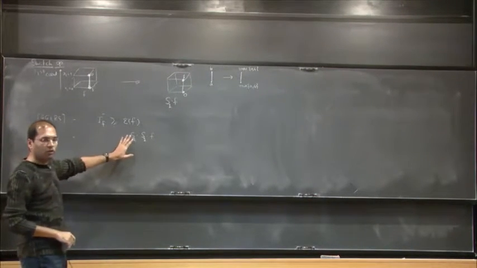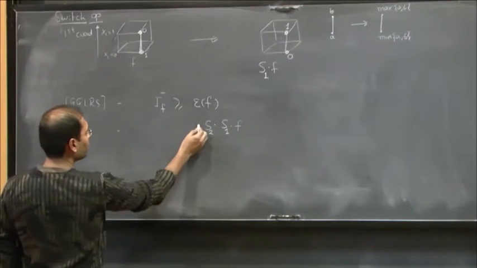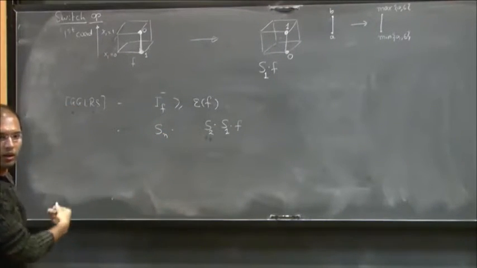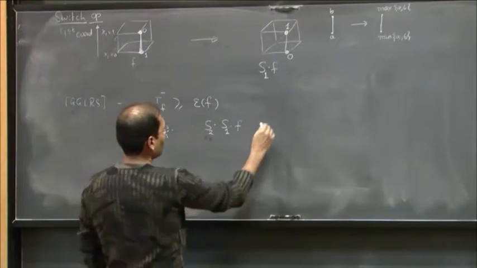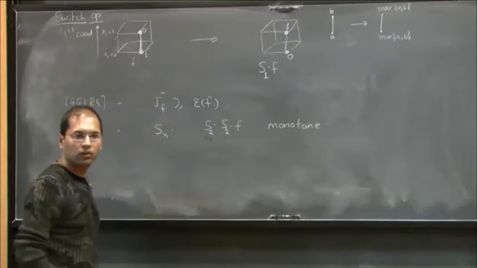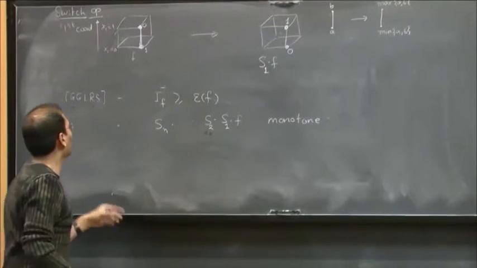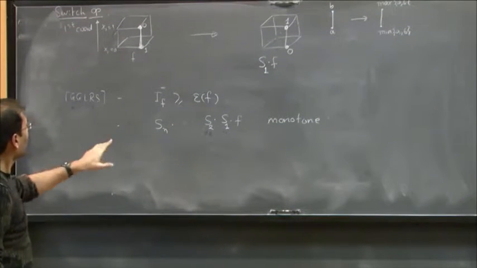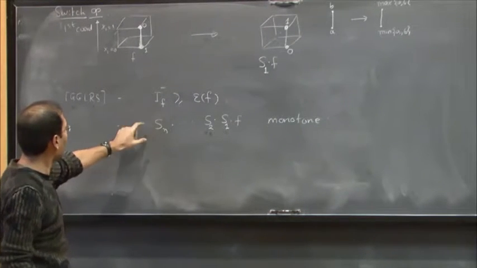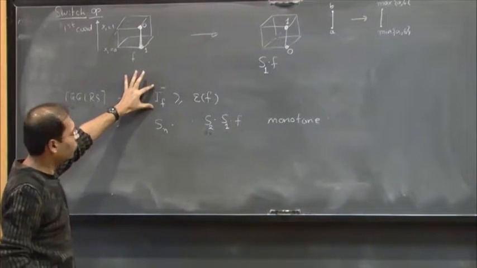So maybe this fact was known before, that if you apply the coordinates 1 through n, let's say in that order, then the final function is monotone. So this is what it is, and then you need to make some more observations, which are quite nice, and that leads to this inequality.